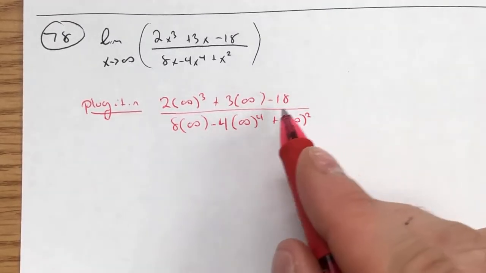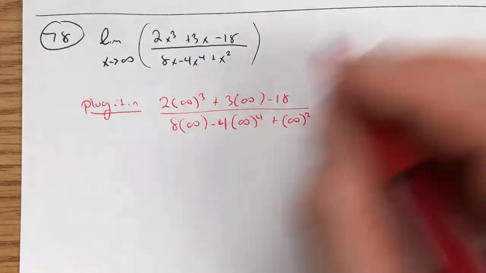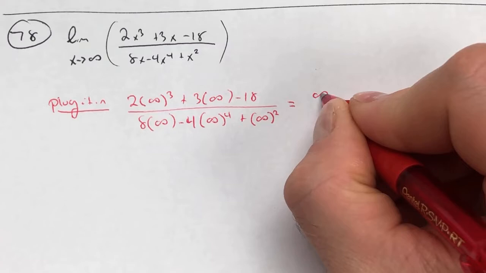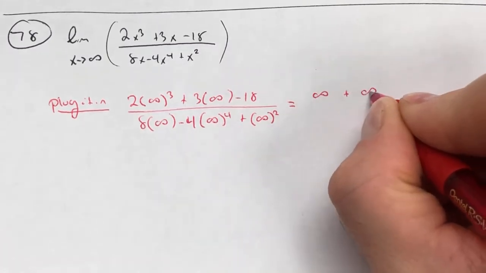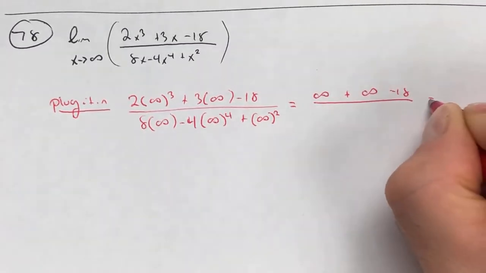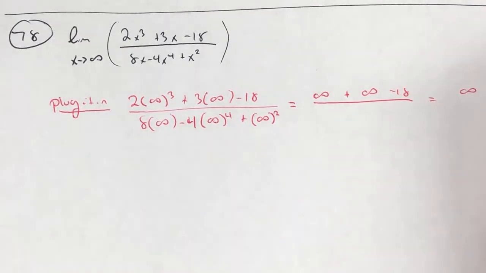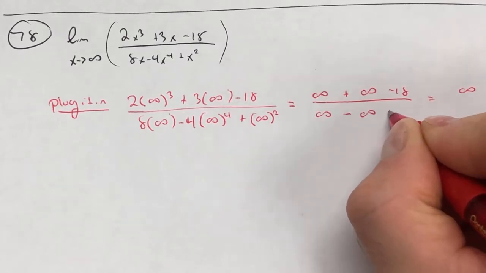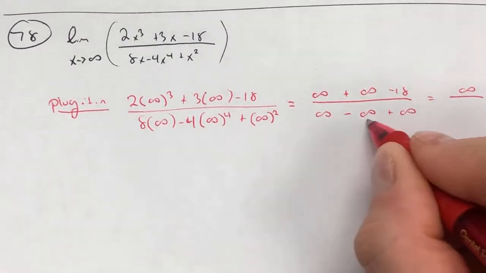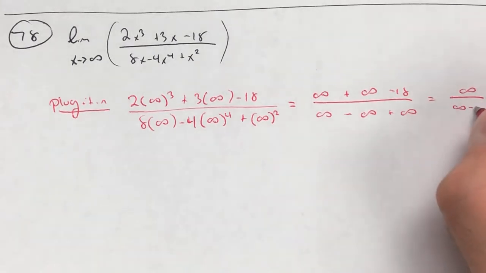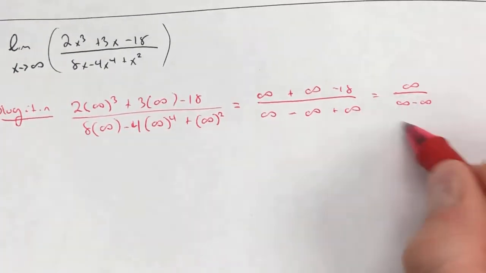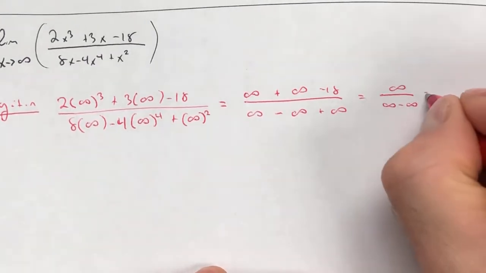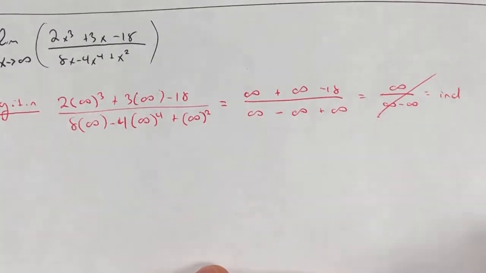If I simplify and get rid of all the powers and coefficients, what we'll notice is that we get 2 times infinity cubed is infinity, 3 times infinity is infinity, minus 18. So the numerator reduces down to infinity. The bottom I have infinity minus infinity plus infinity. So with this, I have infinity minus infinity. Don't really know what I'm going to do with this. I don't know which infinity is bigger, top, bottom, left, right. So this is what we're going to call our indeterminate form. I can't do anything with that.